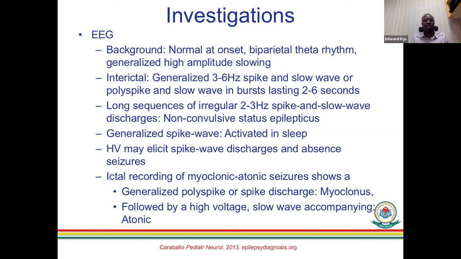It may also present with generalized spike wave, particularly activated in sleep, and hyperventilation may elicit spike wave discharges as well as absence seizures. The ictal recording of myoclonic atonic seizures usually shows generalized polyspike or spike wave discharges during the myoclonic component, which is usually followed by a high voltage slow wave, which accompanies the atonic component.